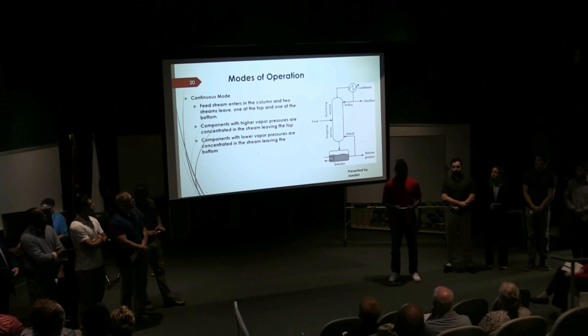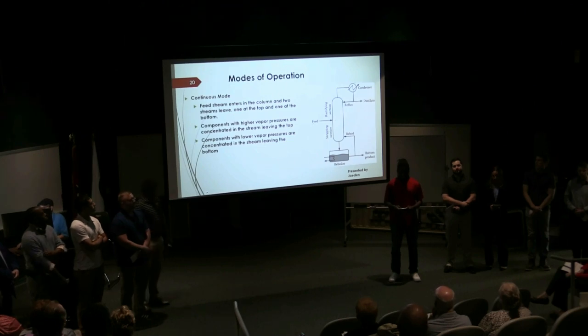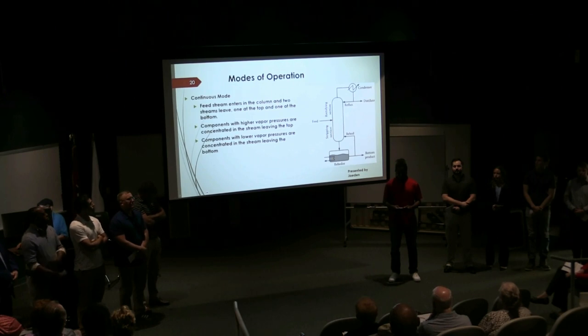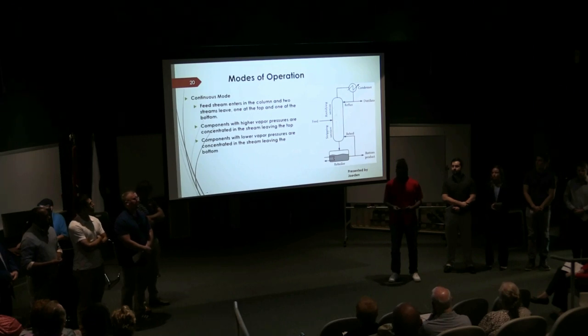The next mode we're going to discuss is continuous mode. In continuous mode, we introduce a feed into the column. Below the feed point is the stripping section, where the volatile component is removed from the feed. Above the feed location is the rectifying section. Here we establish a steady state concentration gradient.